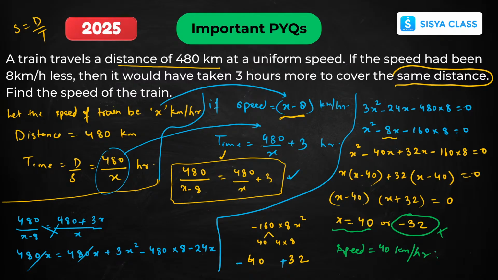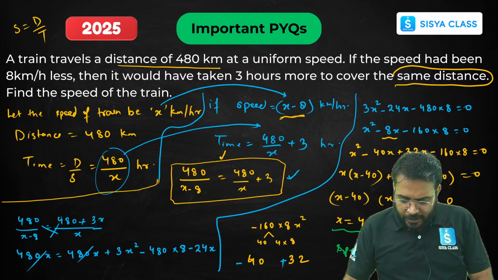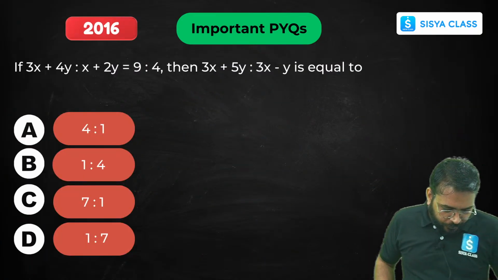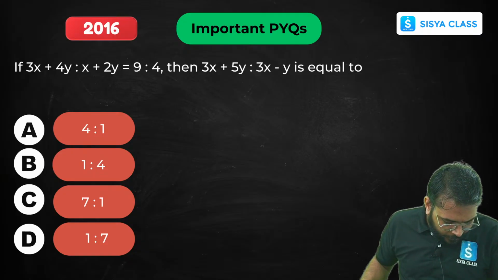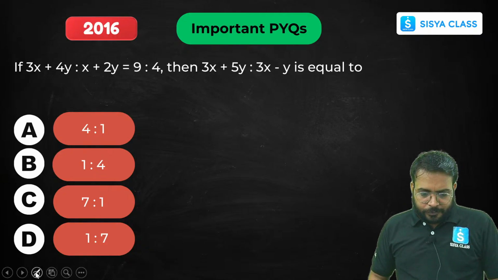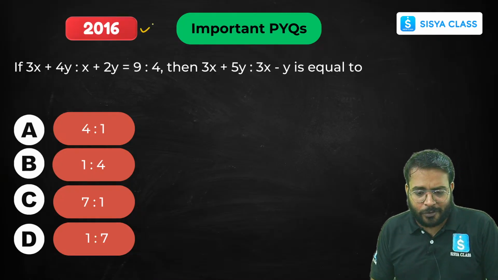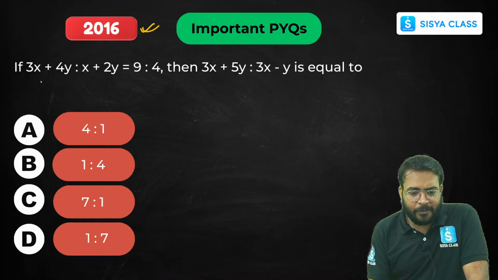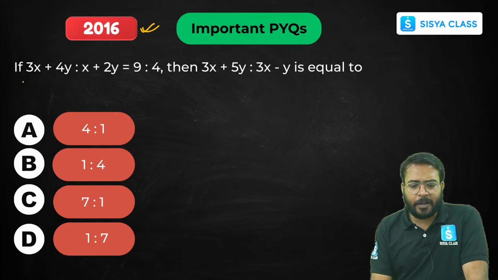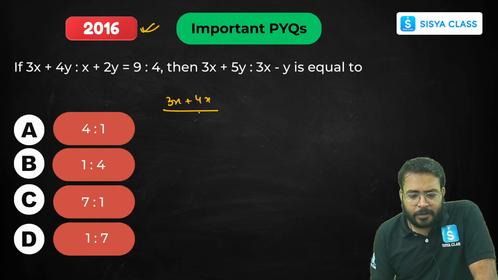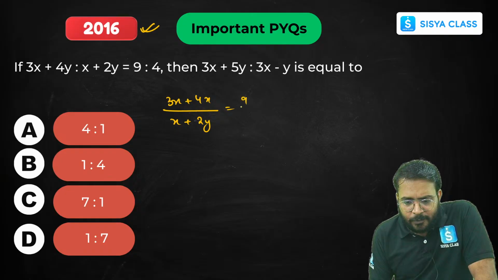Okay, fine. Now let's move to the next question. This is a somewhat different question. It has been asked in 2016. They have given that 3x plus 4y is to x plus 2y, it is nothing but 9 by 4.